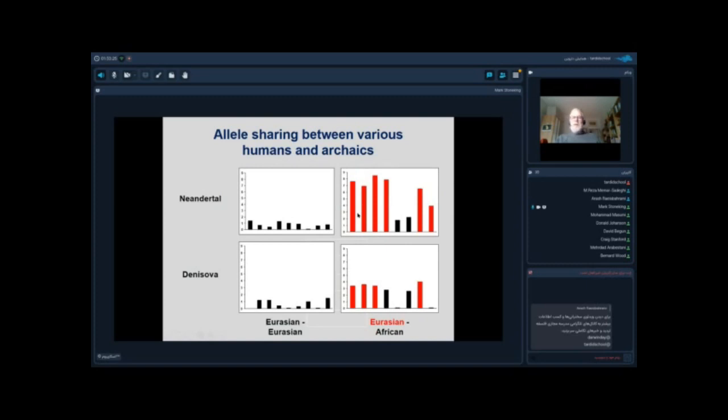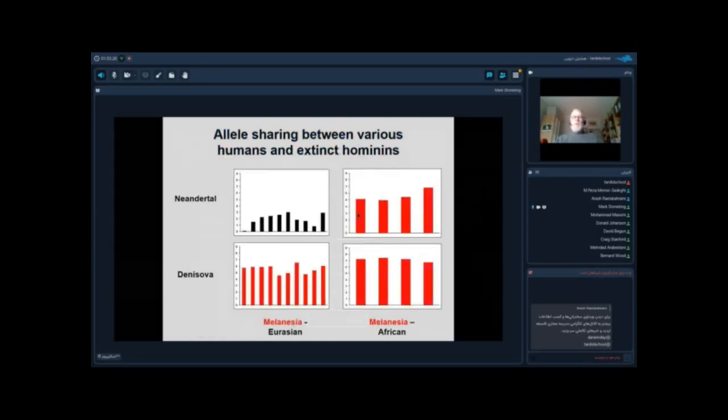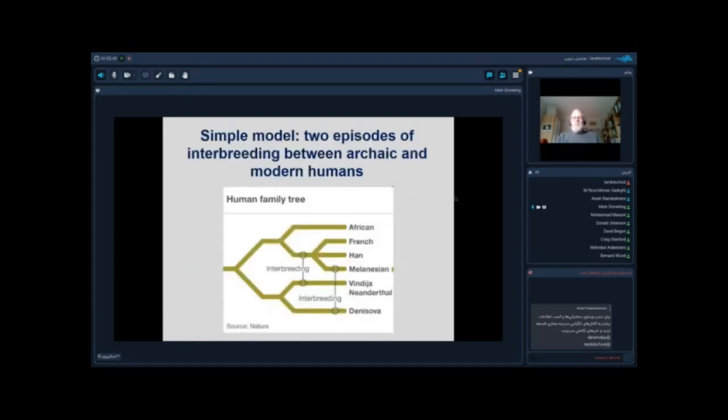So nothing peculiar there. Where things get interesting, though, is when you compare a Melanesian, someone from New Guinea or Australia, to a Eurasian. Whereas with the Neanderthal, you don't see excess matching, with the Denisovan, you see excess matching of the Melanesian, and that also holds in Africa as well. And so what it looks like, in terms of a very simple model, is that there's been 2 episodes of interbreeding between archaic and modern humans. One from Neanderthals into the ancestor of all non-Africans, the other from Denisovans specifically into the ancestor of Melanesians.